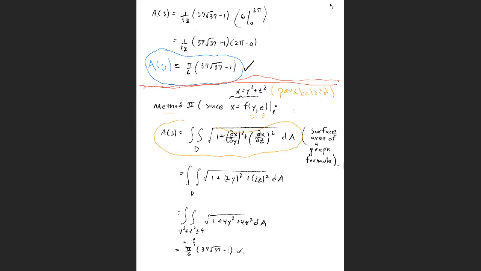which is just like formula 6 in section 12.6, except you have x as a function of y and z. Okay, and so if you work it out, let me just put paraboloid here.